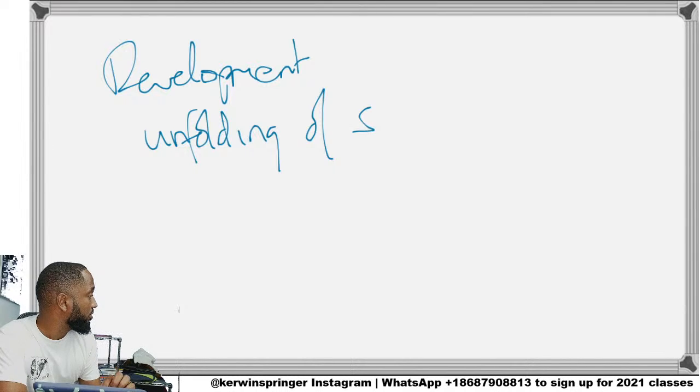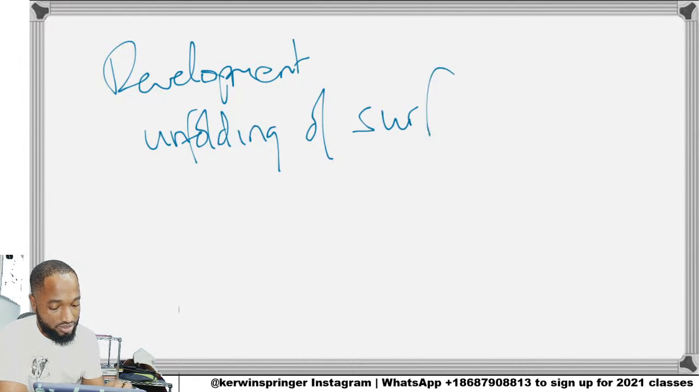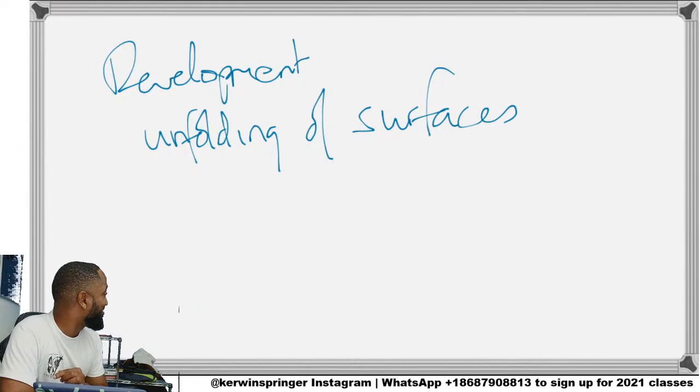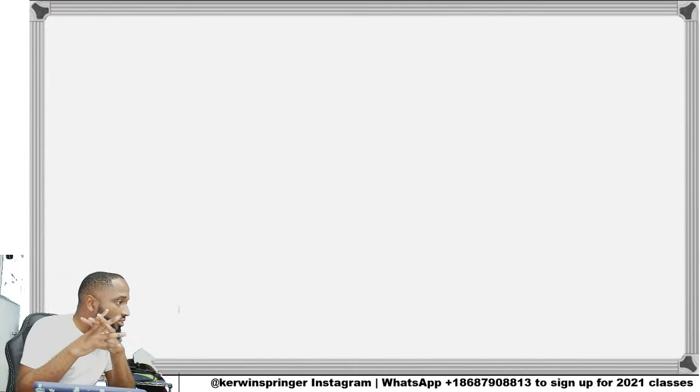Unfolding of surfaces. Also this shape, we love this shape, people. They will either give you the shape I'm about to draw, either the isometric and you find the orthographic, or the orthographic and you find the isometric.